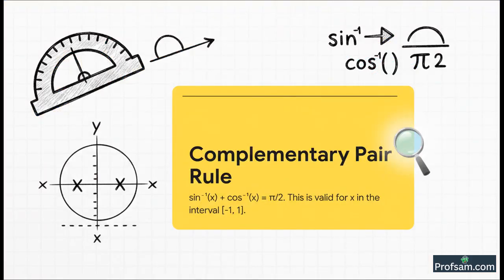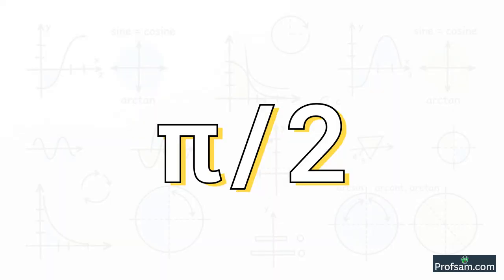So here's our first cheat code. Whenever you see sin inverse of some value, let's call it x, added to cos inverse of the exact same value x, the answer is always pi over 2. Now, the only rule of the game here is that the x has to be identical in both functions, and it has to be a value between -1 and 1. That's it. It's an instant win. You don't need to do any calculation at all.